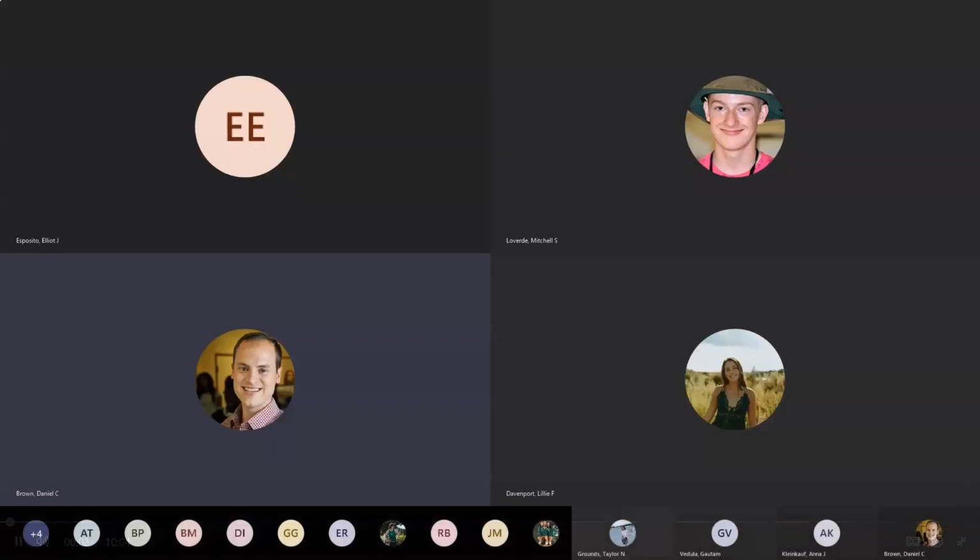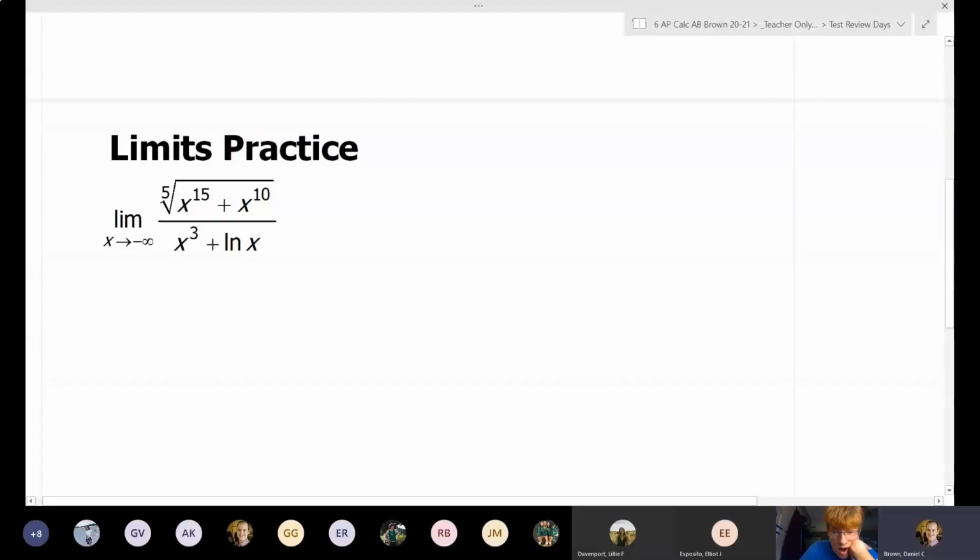fifth root of 15. We do not need to worry about absolute values when we have an odd root in the problem. So we only really worry about that whole plus or minus thing when we have an even root. So this one becomes easier. So when I do what matters most, I can look at the largest exponent.